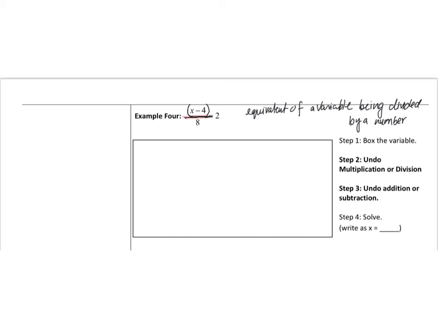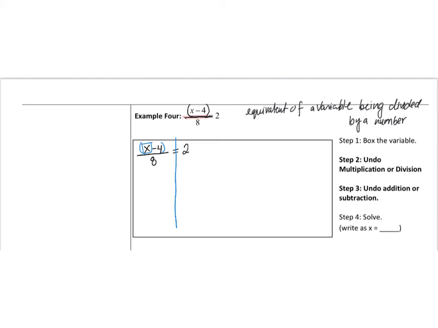So I'm going to start and go through this problem. So this one is x minus 4, and that entire quantity of x minus 4 is being divided by 8, and that equals 2, just like that. I am going to go ahead and put those parentheses around this, like I suggested that you do. So I do recommend that you put those parentheses around this. And this time, we're going to start by boxing our variable. So there's our variable. I am going to box it. I am also going to make that line that I usually make when I'm solving problems.